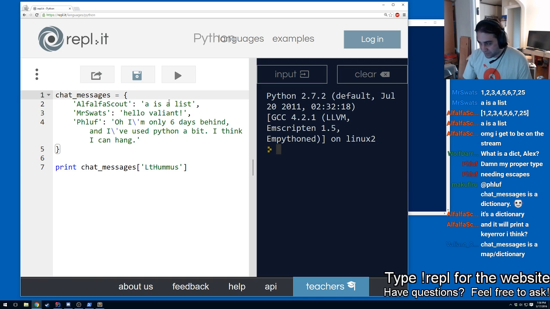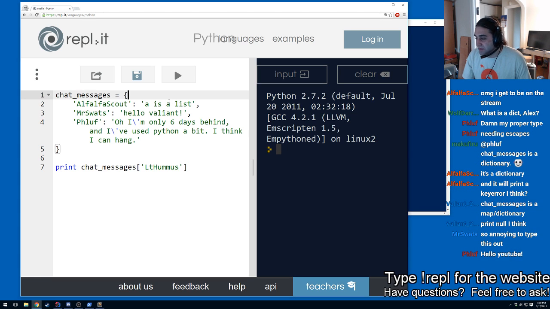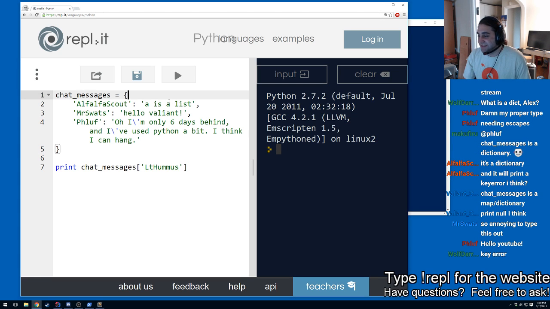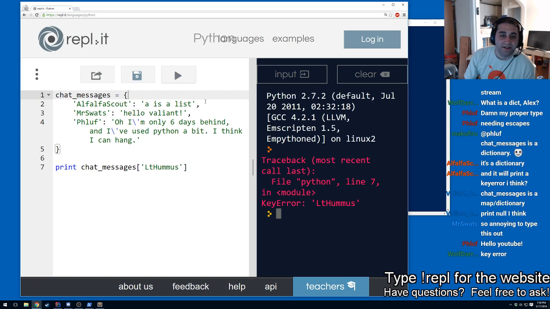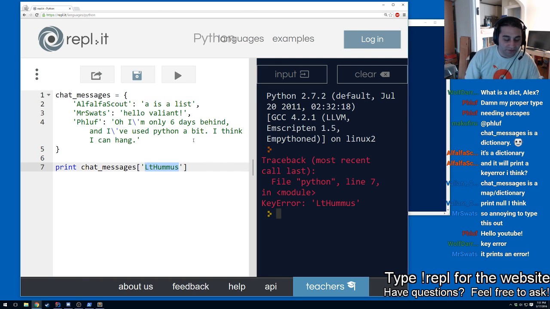Alright, so I see a key error. Print null. Key error, key error. I guess, yeah, alright. So yep, indeed, it is a key error. Basically, it's complaining, hey, Lieutenant Hummus is not a key here. So what if I do that? What does that print?